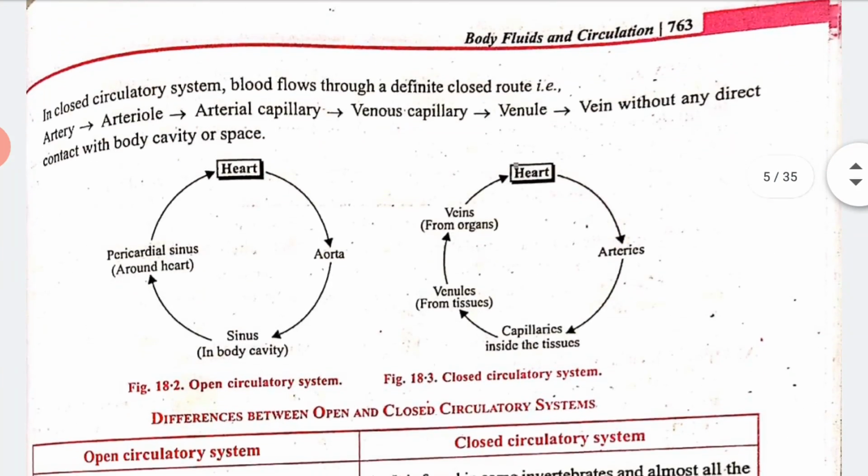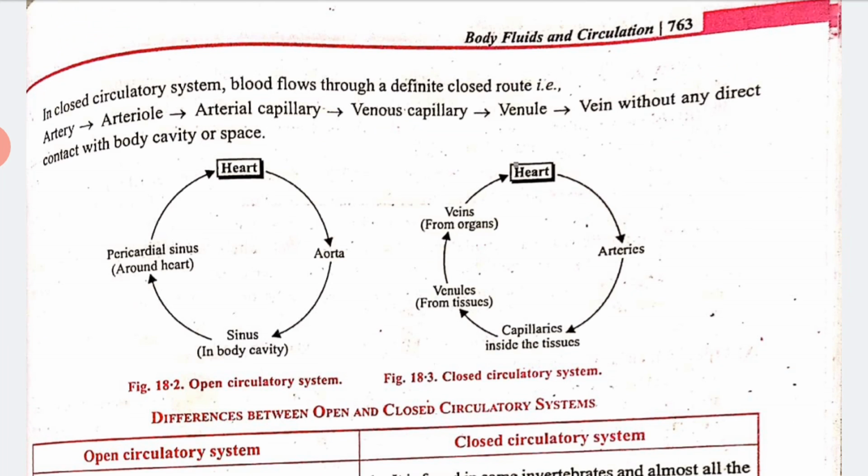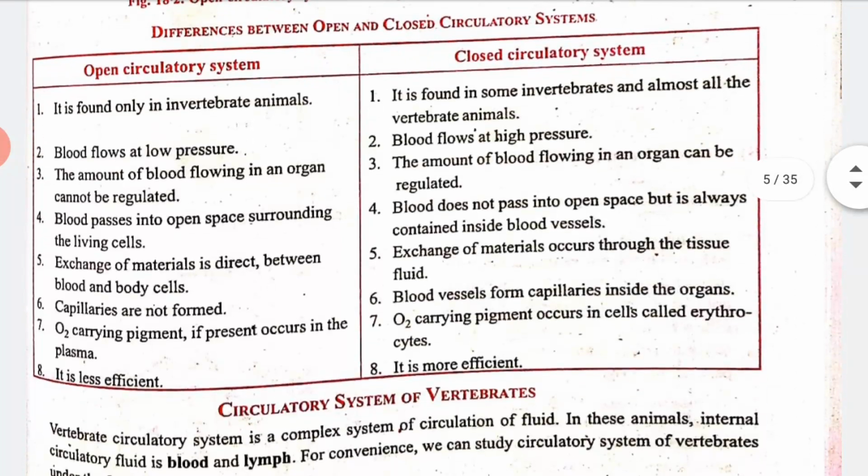I'll show you in an easy way. See, here it is written: in the closed circulatory system, the blood flows through a definite closed route. First artery, then from artery to arteriole, then arterial capillary, then venous capillary, then venule, and vein, without any direct contact with body cavity or spaces. Clear? So in this way you can see it is clear by this structure also, open circulatory system and closed circulatory system. Now here the difference between them is given, right?